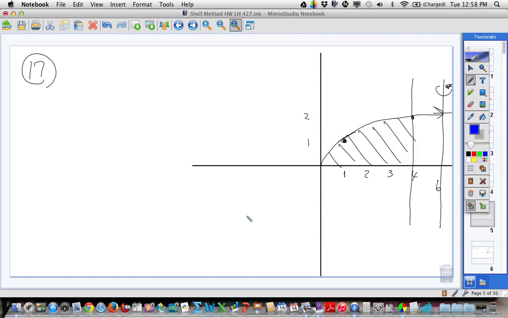Okay, 17 is very much like the one we did the other day. If we were going to do a shell method with this one, we'd have a vertical strip, so that's going to work nicely. This is square root of x.